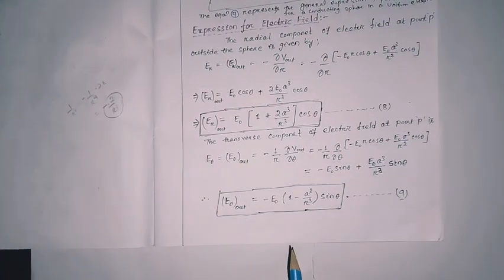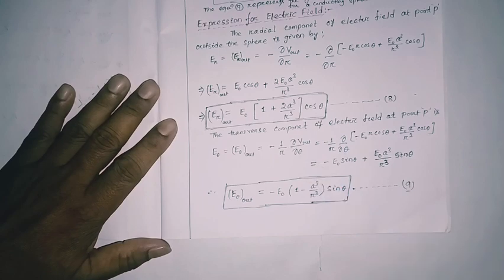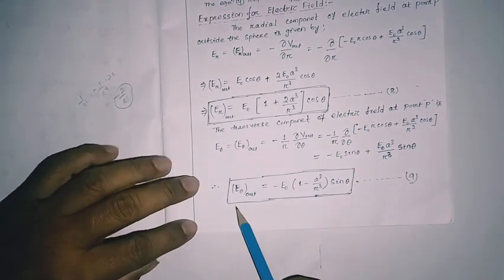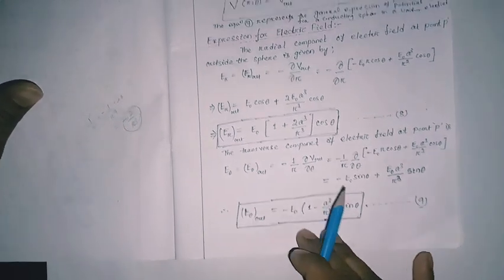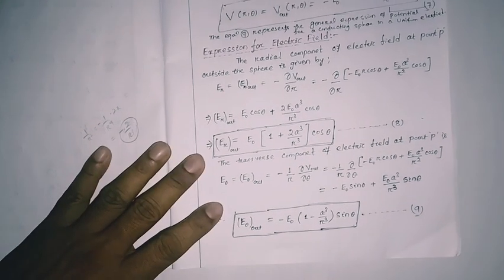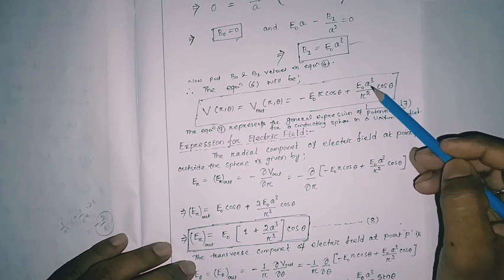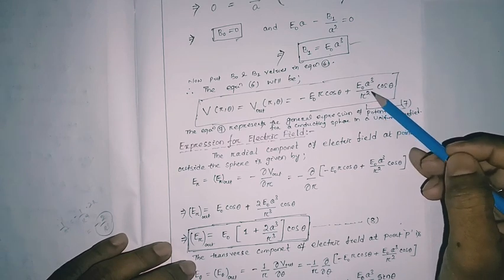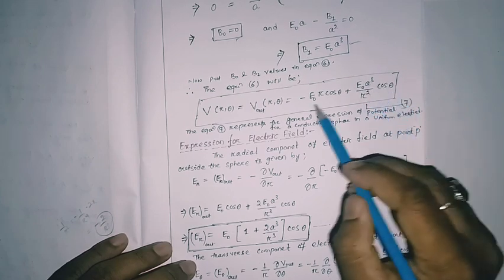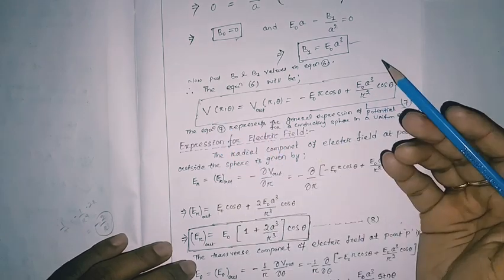So these two expressions represent the radial and transverse components of electric field. One interesting thing we can find from these two expressions. Here you can see, if we put r equal to a, that means on the surface, this expression will be 0. If I put r equal to a, here a square a cube got cancelled, only E0 a cos theta. Here minus E0 a cos theta got cancelled, so V out will be 0.